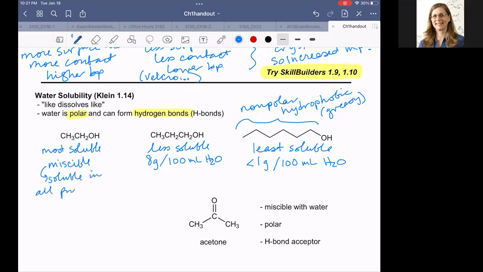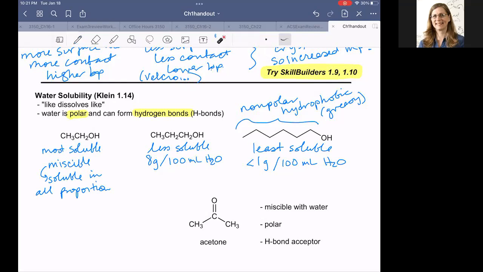Soluble in all proportions. So this is called ethanol. Ethanol is a liquid, so you could start pouring ethanol into water and it will dissolve, and you can never pour in too much ethanol that it will separate out into 2 layers. It's always going to be soluble.